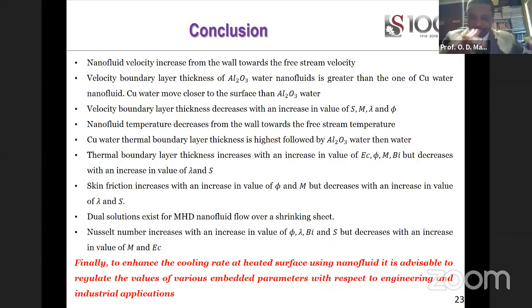So those embedded parameters, the emerging parameters, have to be regulated to the desirable rate, what they want to get out of the system. And the regulation in engineering is based on the design of the system itself, and that will tell you how to regulate and which represent all these parameters we are having here. So these are so many papers and so on.